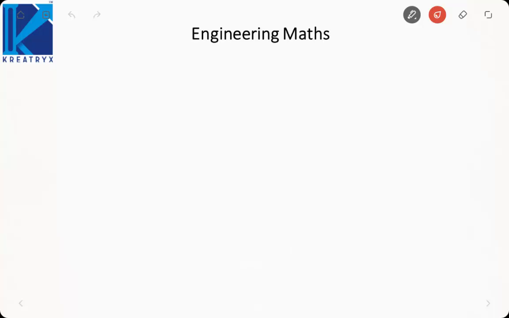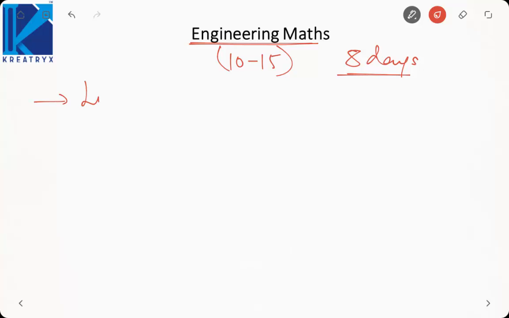The next subject that you must go to is engineering maths. Engineering maths carries 10 to 15 marks weightage, and this is very wide, but you can cover it in 8 days. You can dedicate 1 day for each chapter. The units that are covered are linear algebra. This is one of the most important topics.